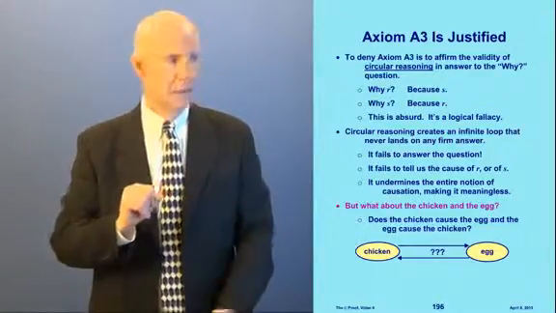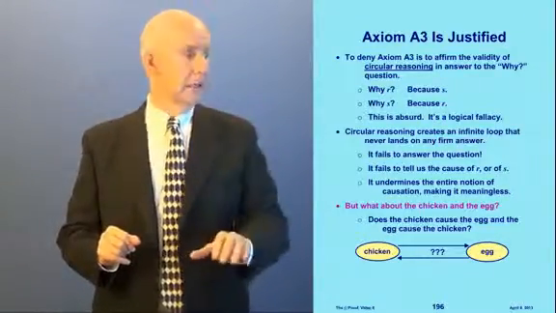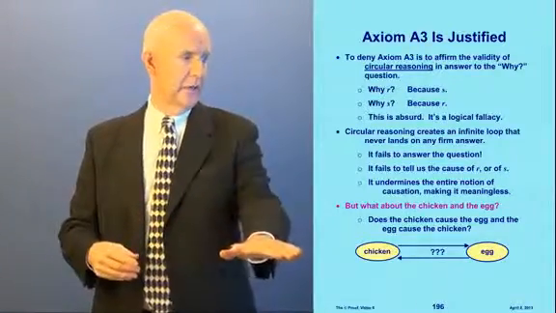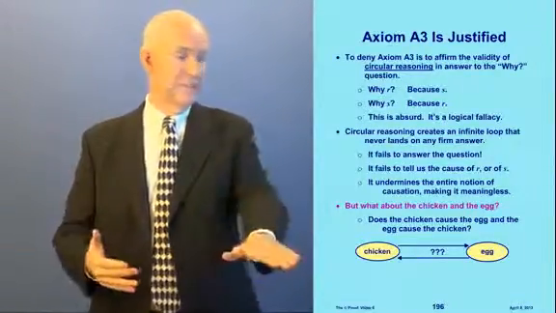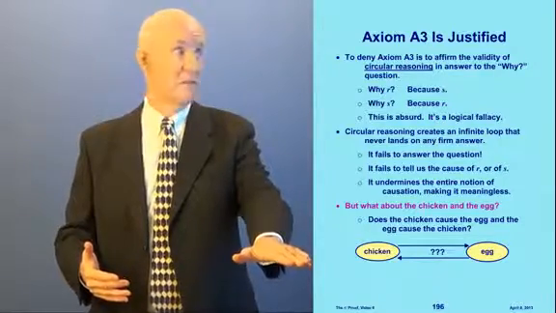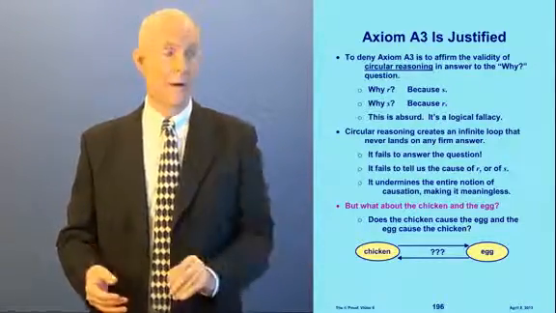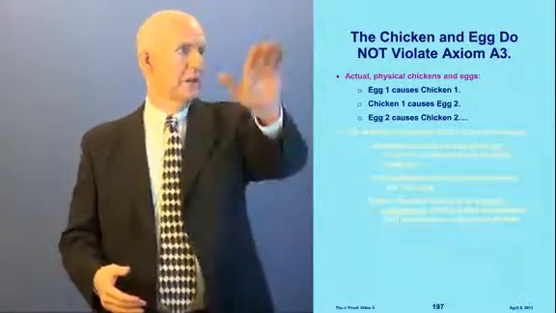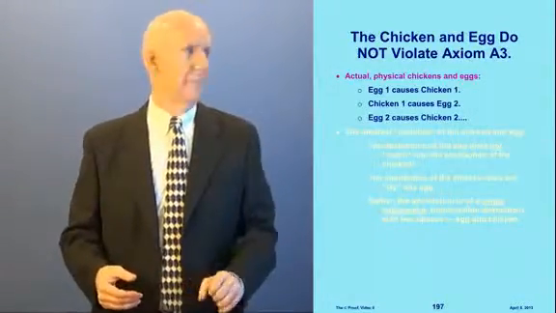But what about the chicken and the egg? Well, the chicken causes the egg and the egg causes the chicken. Does the chicken cause the egg and the egg cause it? Is this an exception to axiom A3? Does this undermine our axiom A3, the chicken and the egg? Well, no. The chicken and the egg do not violate axiom A3.